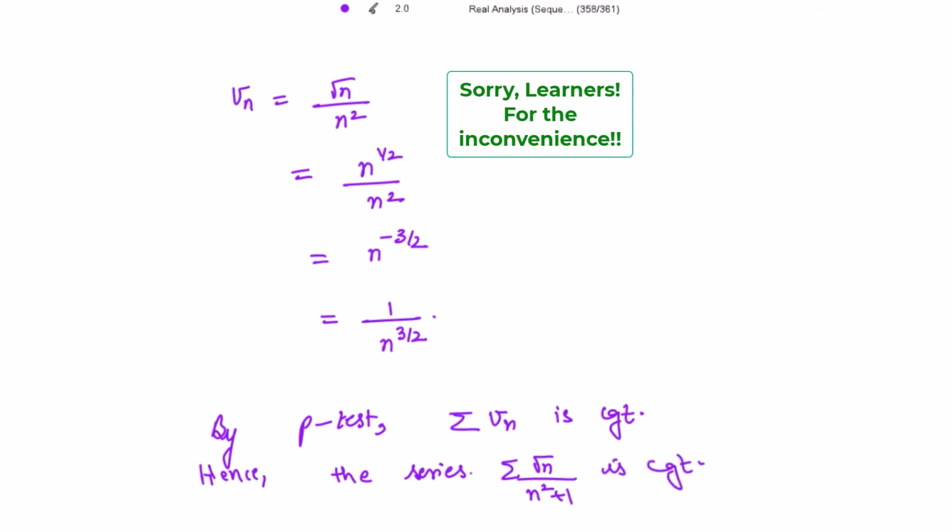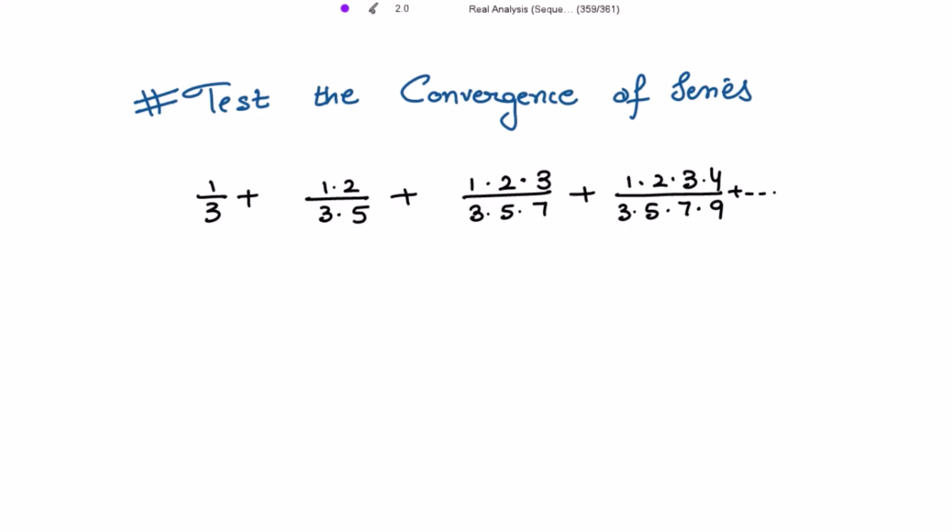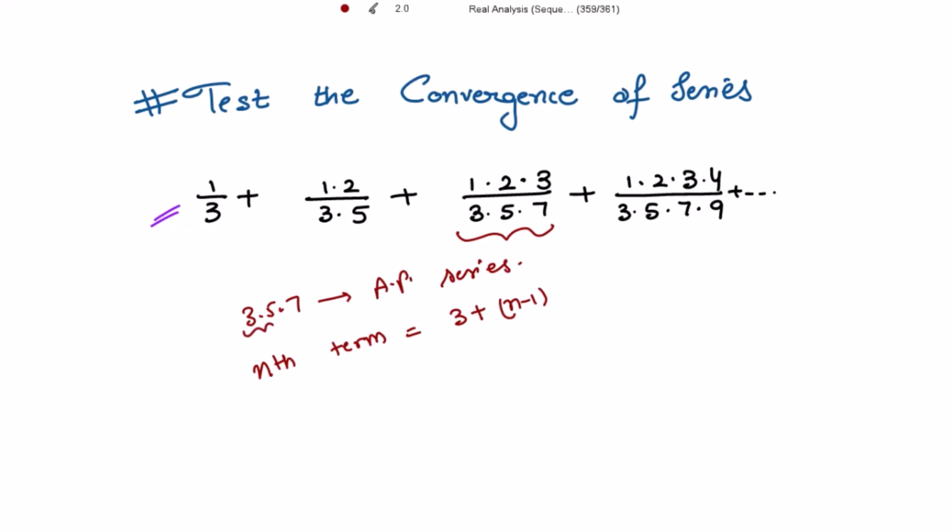Next we need to test the convergence of this series. Now here if you look at the denominator, it is 3, 5, 7, that is the AP series. So nth term would be, for the AP series, first term plus n minus 1 into the difference of the consecutive numbers, that is 2. So this is 2n plus 1. For the numerator, it is just the product of the numbers, the product of n numbers. So nth term would be n.